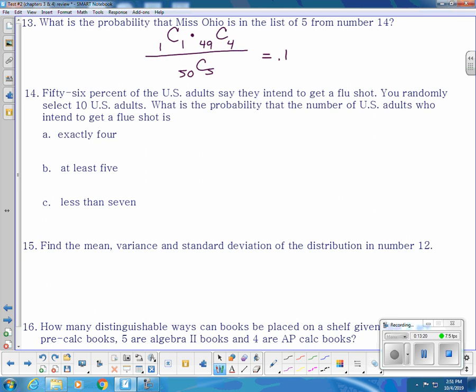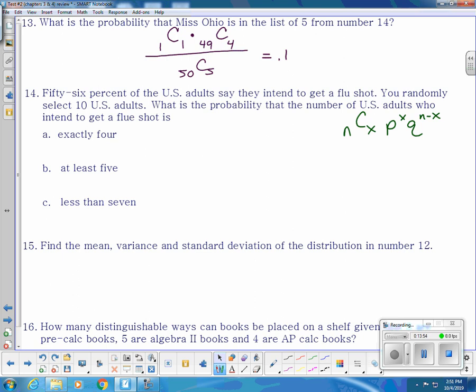Okay. All right. 56% of U.S. adults say they intend to get a flu shot. You randomly select 10 U.S. adults. What's the probability that you get exactly 4 that said they're getting a flu shot? So this is the formula, and you're going to get some of these formulas, guys. Okay, so it's a binomial probability formula.